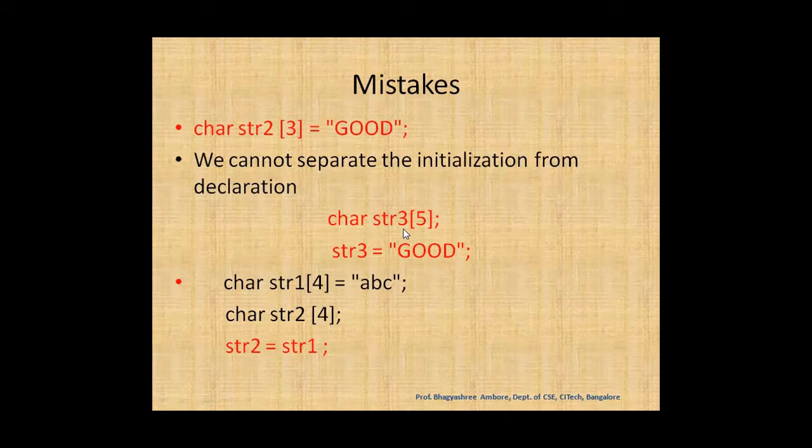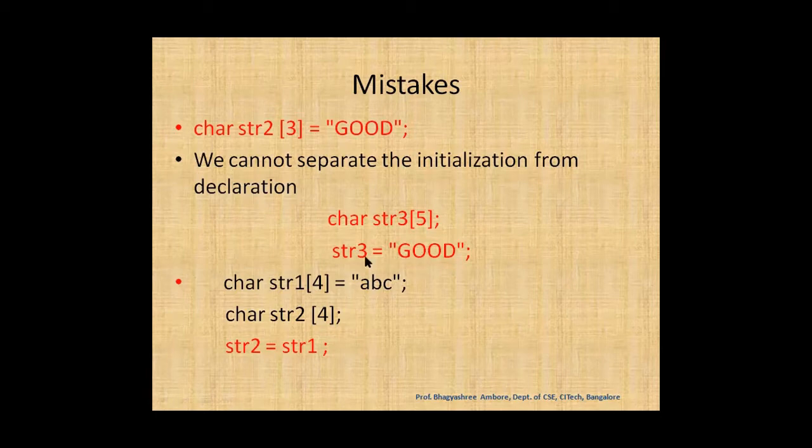for string 3, I have mentioned size 5. That means it can hold only 5 characters. The declaration is perfect. We don't have any problem. But when I come to this, string 3 equals good, I cannot do this assignment in strings. We cannot separate the declaration and assignment. So this is not a valid thing. We cannot assign. For this, we have separate built-in functions.